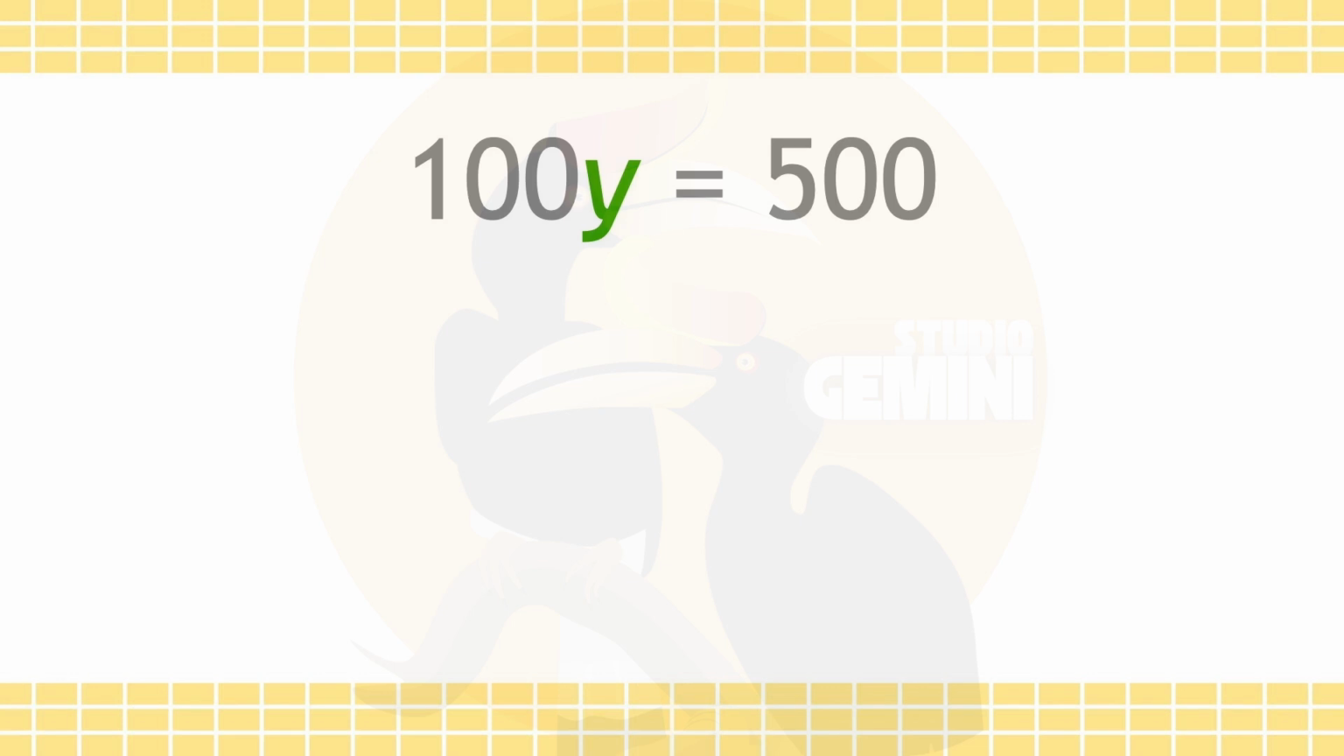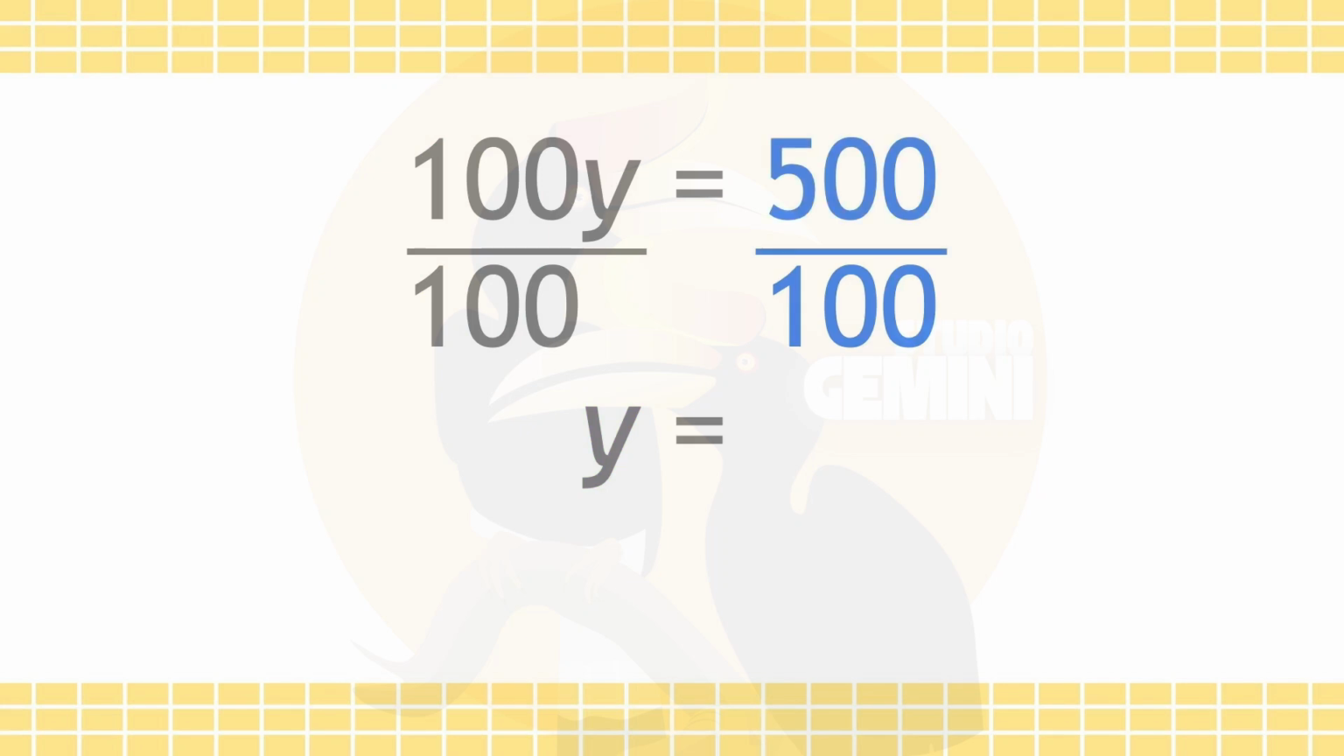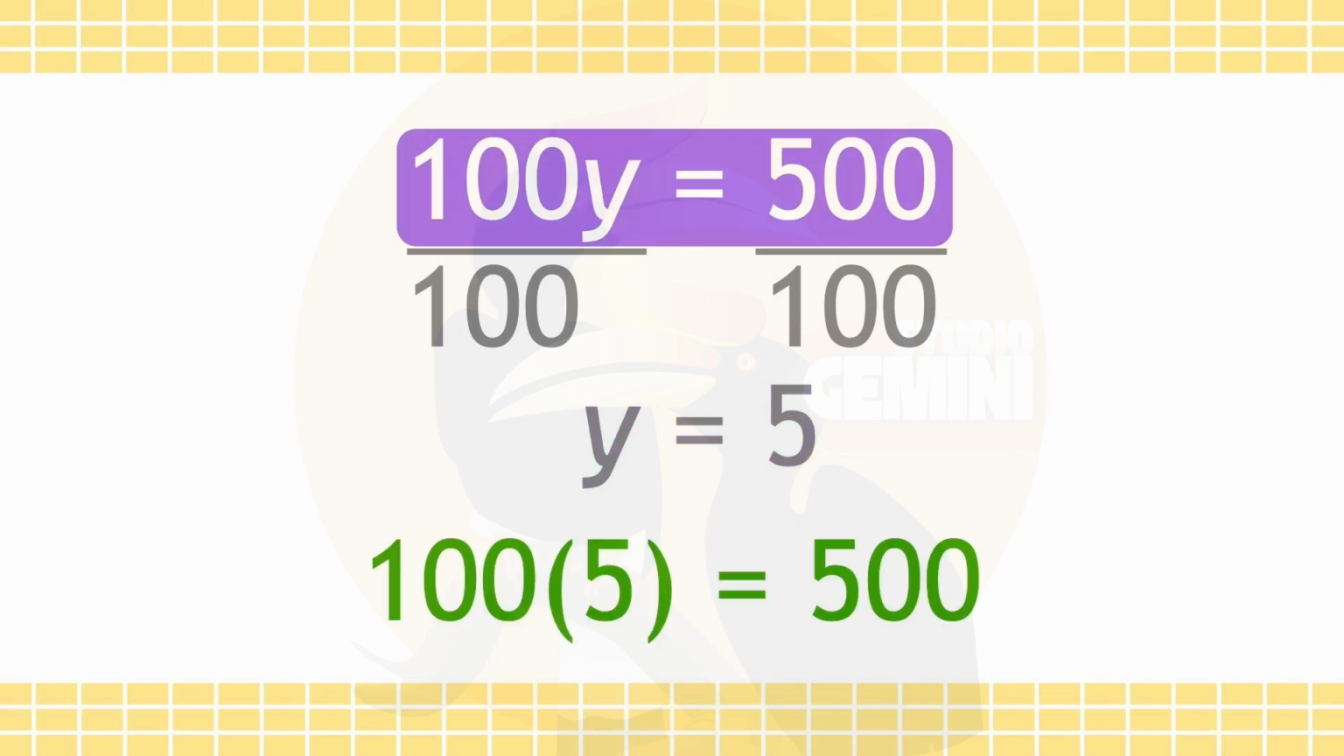So, because our variable y is being multiplied by 100, we'll need to divide it by 100 to isolate it. Since division undoes multiplication, the 100s on the left side of the equation cancel each other out, leaving us with y. We can't forget to divide the right side of the equation by 100 too. 500 divided by 100 is 5, so y equals 5. As always, let's plug in 5 for y in the original equation to see if it's correct. The product of 100 and 5 is 500, which means both sides have a value of 500 when y is 5. So y equals 5 is the solution to this equation.